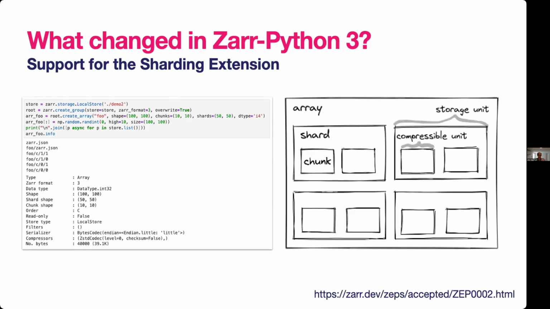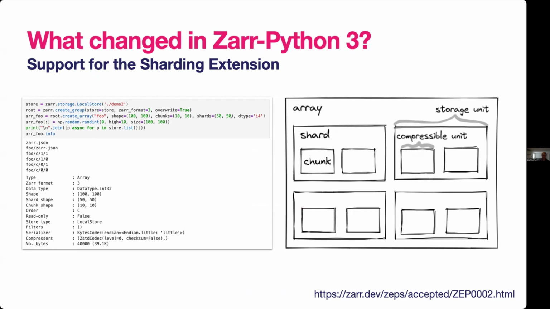I've mentioned it once or twice now, but sharding, the sharding extension, is exposed as a codec, built into the Zarr library from the 3.0 release onward. And so the way this works is when you're creating a new array, we'll just read through this line here. Root group, create array. We'll call it foo. We'll say the shape of this array is 100 by 100. We'll say it has 10 by 10 chunks and 50 by 50 shards.